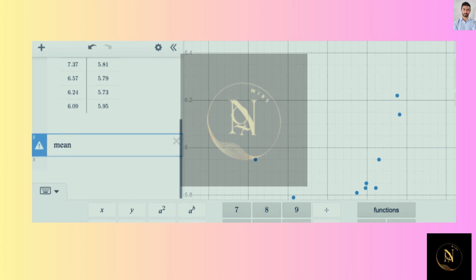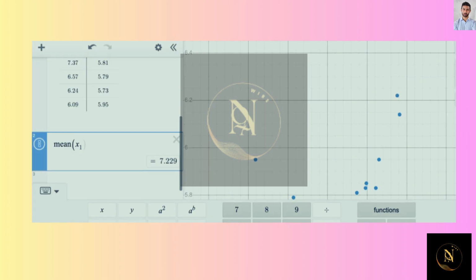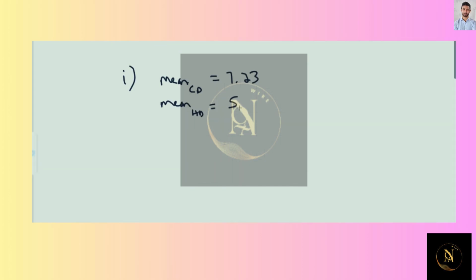So we can say the mean for the x's, which are called x1, is 7.23. So I'll call it the mean of consumer debt was 7.23. The mean household debt would be the mean of y1, which is 5.91.